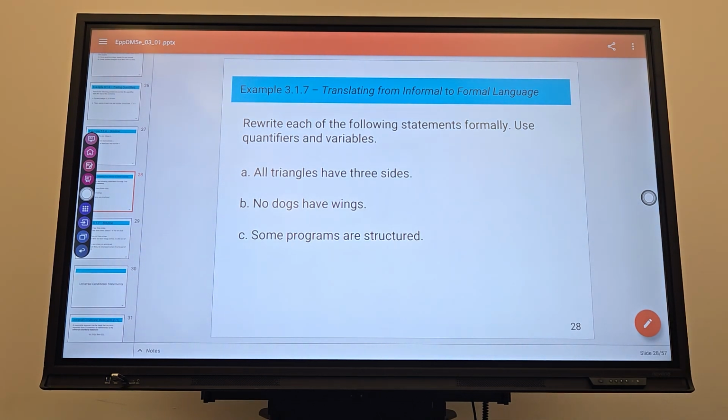Now, from informal to formal. All triangles have 3 sides. No dogs have wings. Some programs are structured. For all triangles T, T has 3 sides. For all dogs D, D does not have wings. And there exists a program P that is structured.